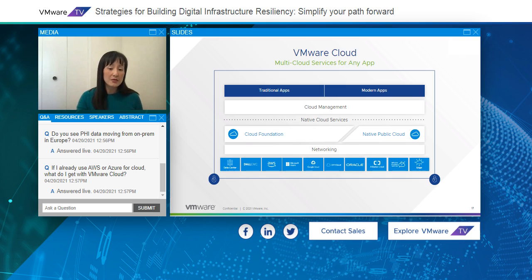And last but not least, VMware Cloud provides a rich set of cloud infrastructure capabilities, from modern compute, network, storage, and security.